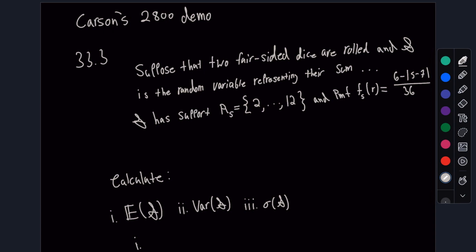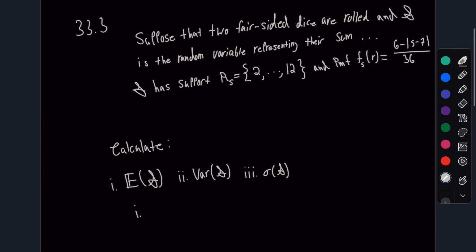Okay, anyways, so this problem states that we want to suppose that two fair six-sided dice are rolled and S is the random variable representing their sum. S has support 2 through 12, and the probability mass function is equal to this expression up here, (6 minus the absolute value of S minus 7) over 36, where S is some element of this support set. And we want to find the expected value of S, the variance of S, and the standard deviation of S, the capital S, the random variable.